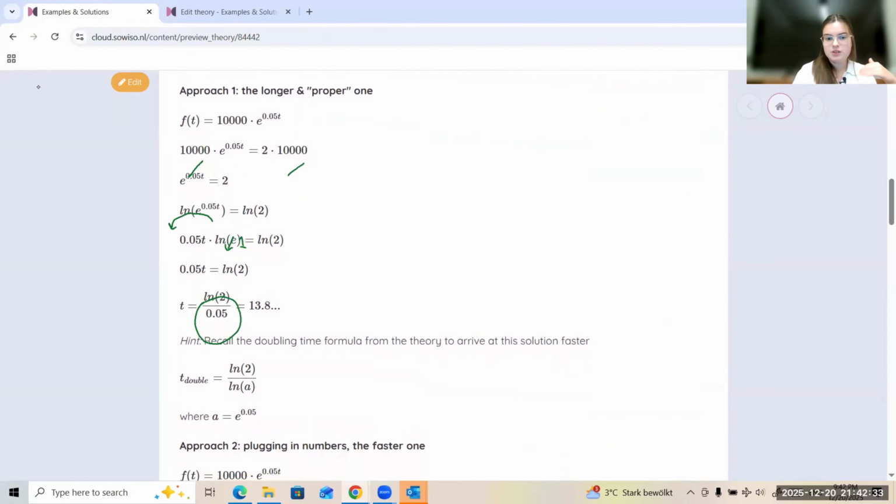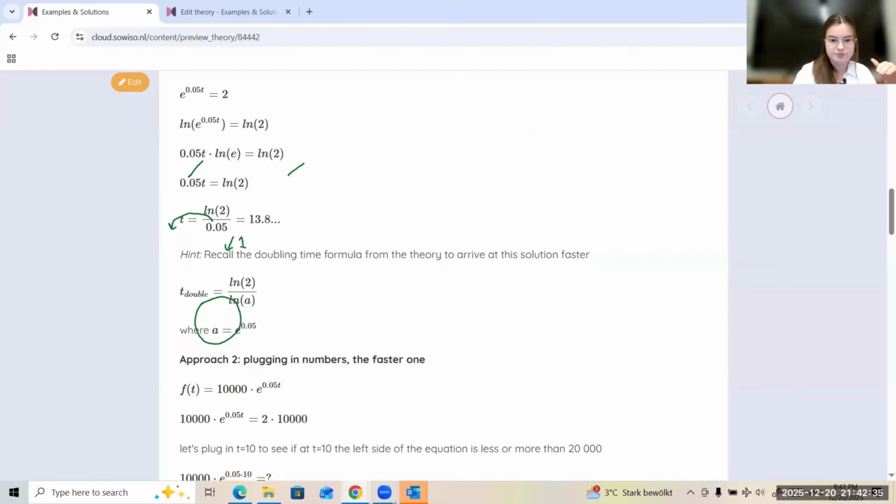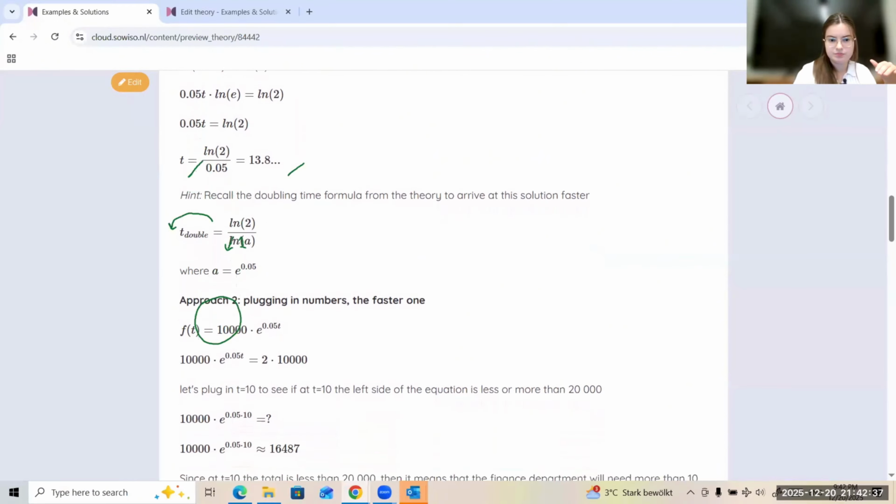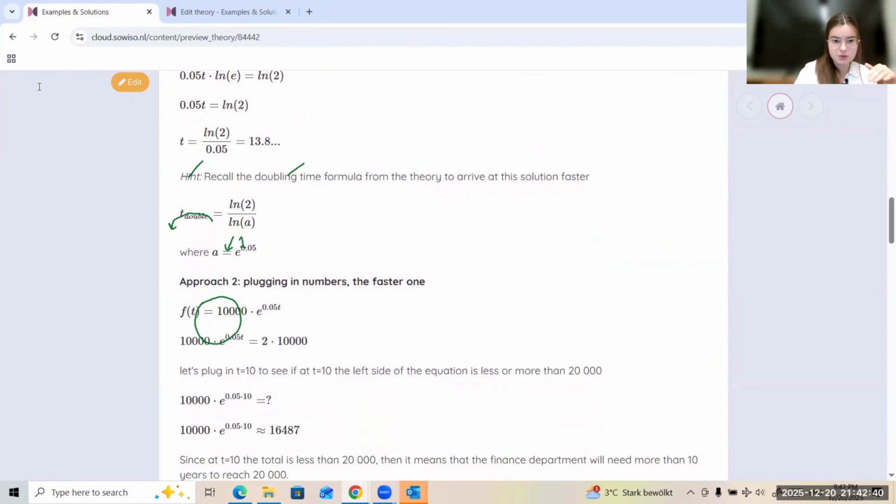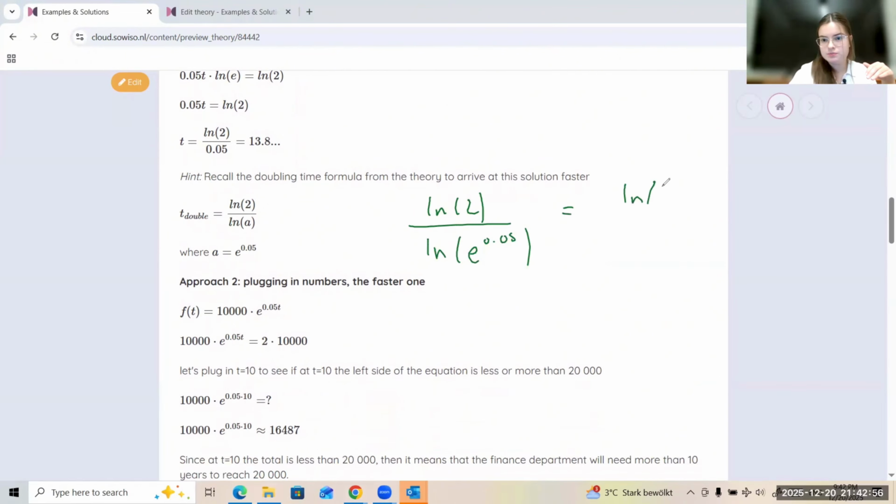Or if you want the doubling formula, you can just use it this way. So it's going to be ln of 2 over ln of e^0.05, right? Like this. And that's how you get ln of 2, and ln of e^0.05, it goes in front, divided by 0.05. So this is exactly what we got, just a bit faster in case you remember the formula by heart.